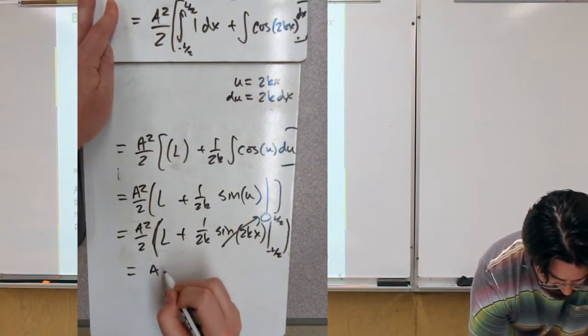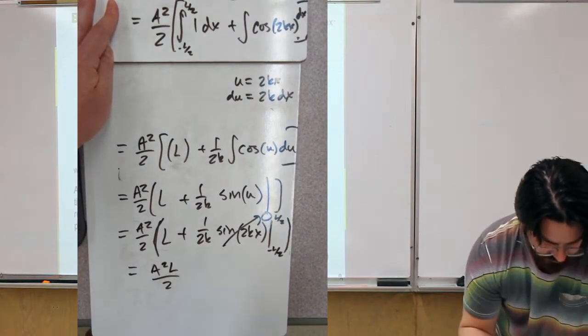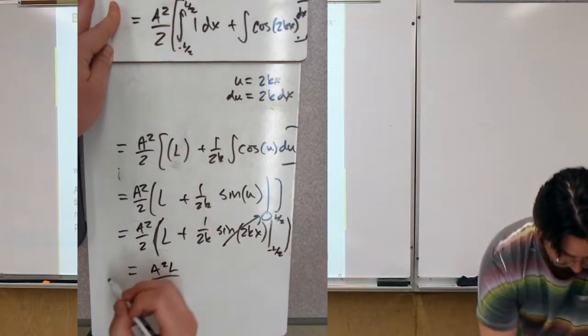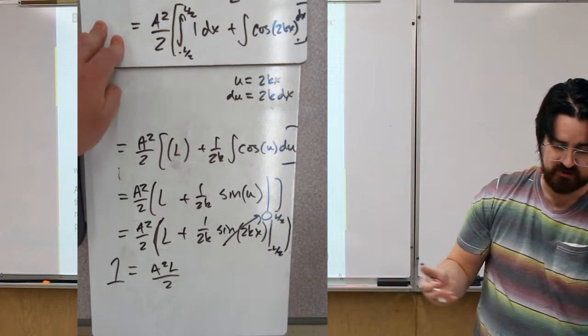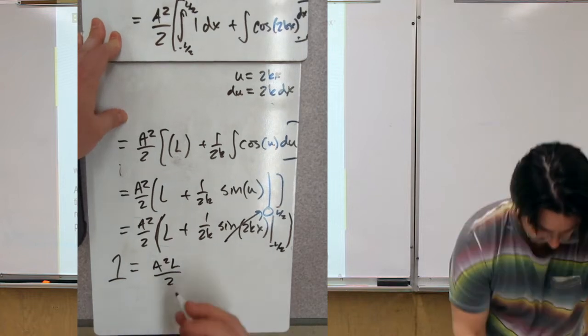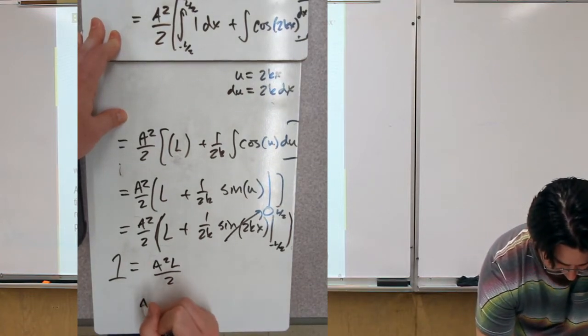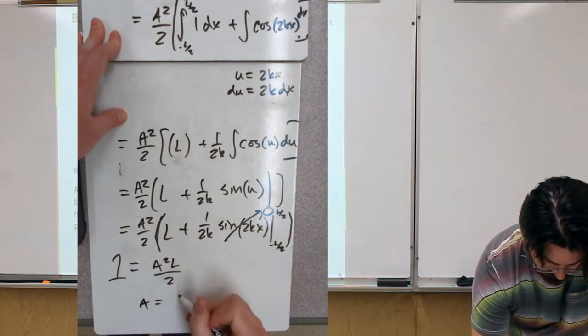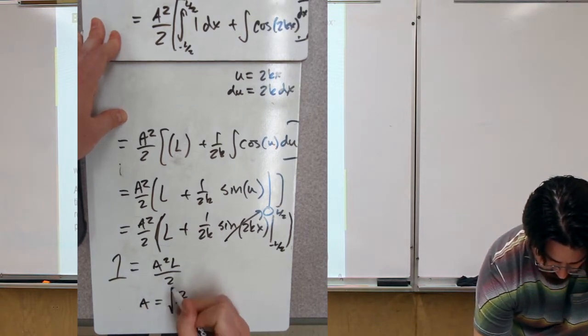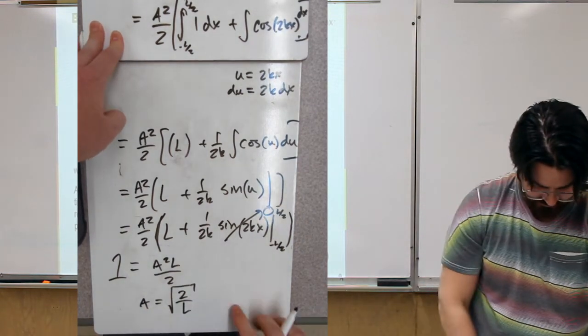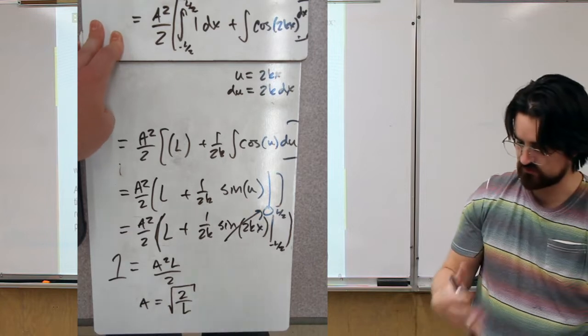So this all ends up being a squared L over 2, but remember, that was equal to 1, right? This is our normalization condition. So if you solve for a, it turns out to be the square root of 2 over L. There you go, all that work. A is the square root of 2 over L.